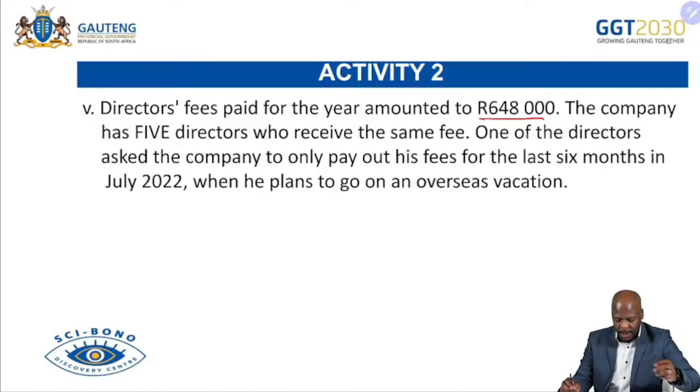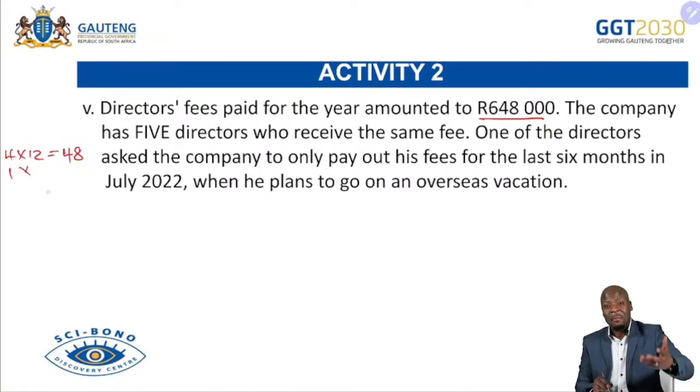So what it means is we're going to apply the same principle we applied earlier on. However, I'm going to show you again another way. Take it as simple as it should be. How many directors? 5. What is happening? 4 are getting their full director's fees. That means 4 are getting for 12 months. That is 48 months. But the one guy is saying, I want to save my money. Give me my 6 months director's fees in the next financial year.